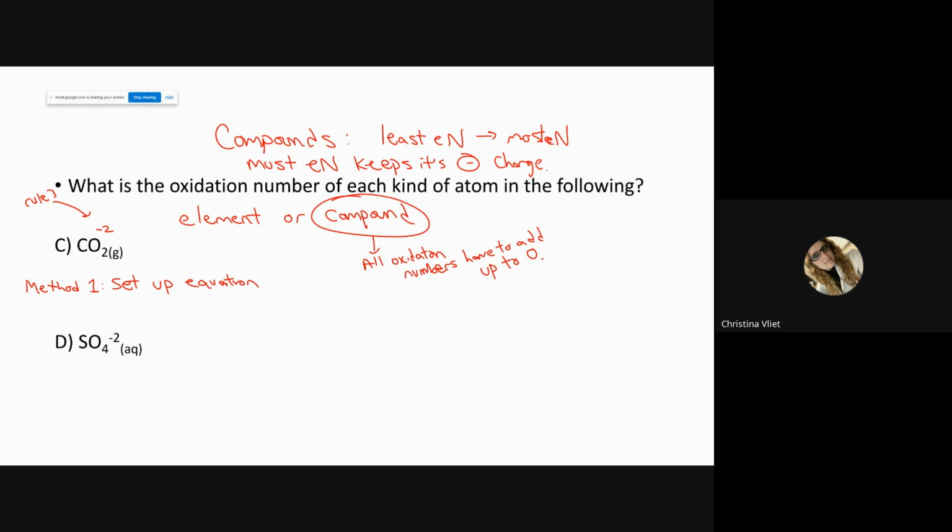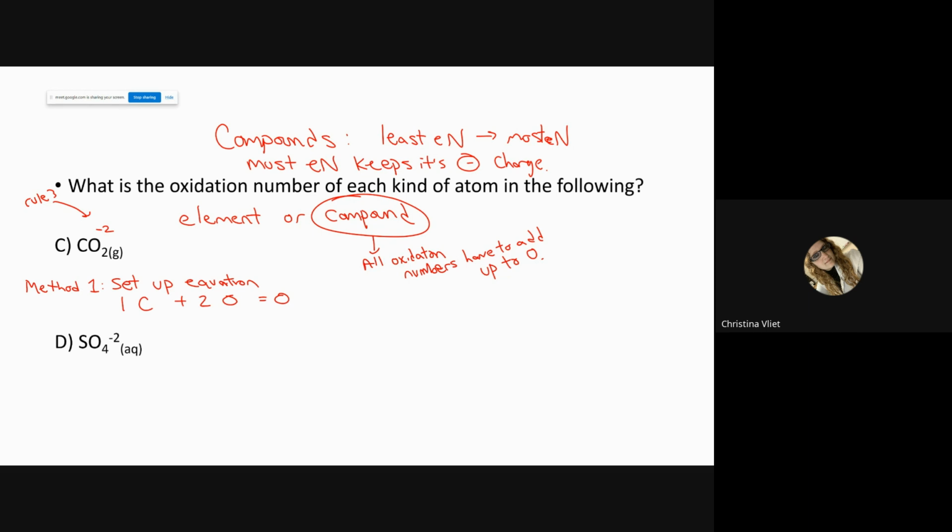And so what do I mean by an equation? You're going to write the amount of each atom and what its oxidation number is. So how many carbons do you have? 1. So the way you set it up is like this. 1C plus how many oxygens? Plus 2 oxygen. So we do capital O for oxygen. And what does that equal? 0, because it's a neutral compound. So that's set up an equation.